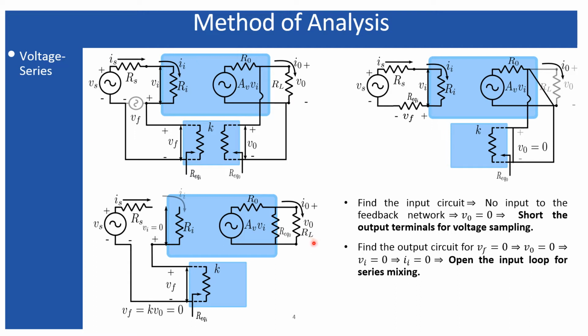Therefore, the general rule for voltage series feedback is that when the mixing is a series type, you always have to open the input loop, and you have to find where the equivalent input impedance of the feedback network is appearing in the output loop of the base amplifier. So in this way we can incorporate the output loop. Therefore, these are the general rules for voltage sampling and series mixing.